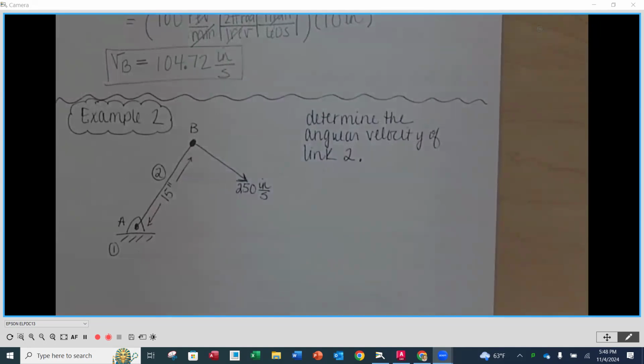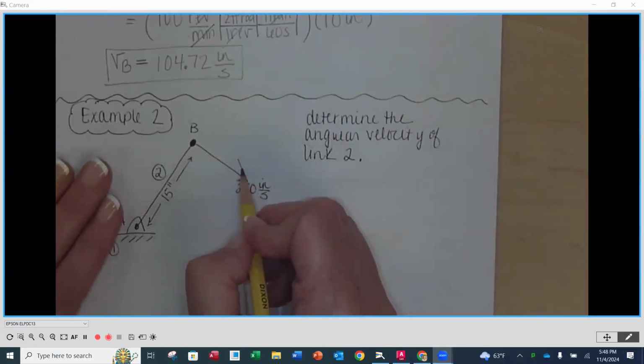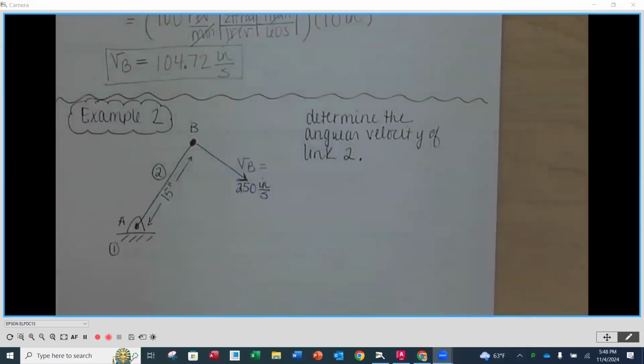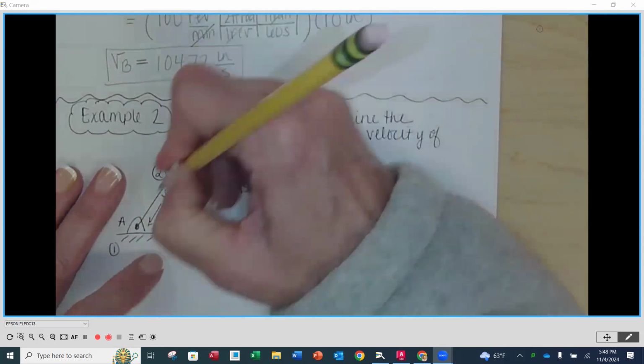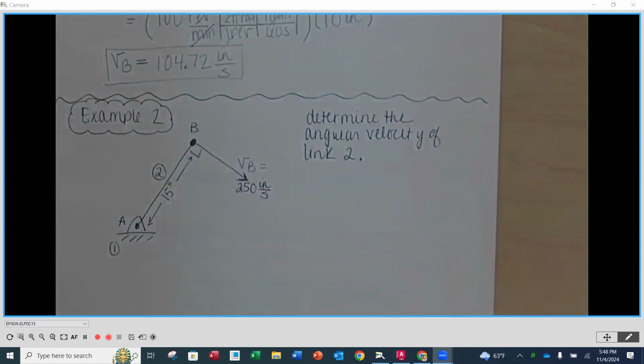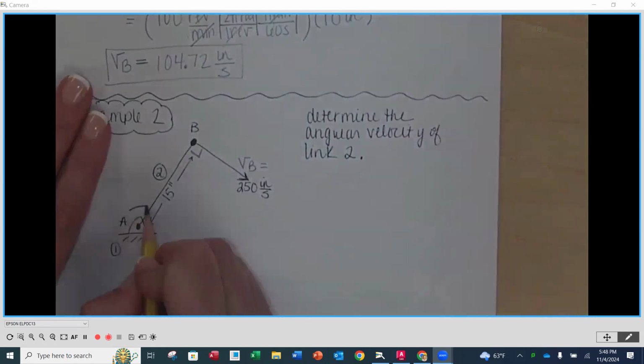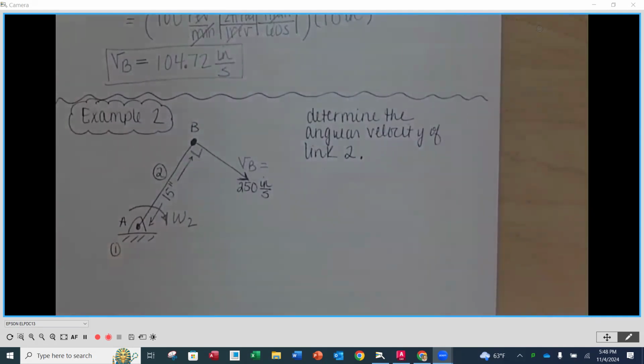Now, it didn't tell us if it was going clockwise or counterclockwise, but there's a hint for us. We have a straight line velocity. This would be the velocity of B is equal to 250 inches per second. Notice that it's going down and to the right. It's always going to be perpendicular to its radius back to its center of rotation, but it also is always going to be in the direction of rotation. So our W2 is going to be clockwise this time.